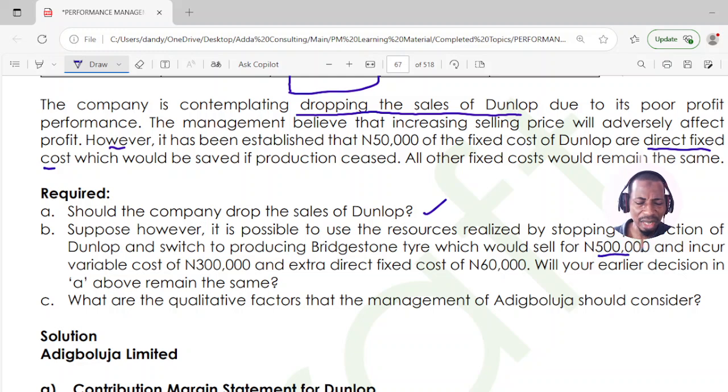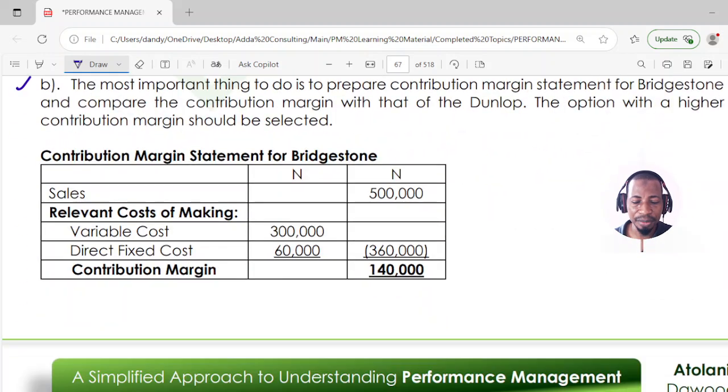Then the variable cost of 300,000 and direct fixed cost of 60,000, that's 360,000. 360 minus sales of 500, there's a positive contribution of 140,000. Then what should be our decision?